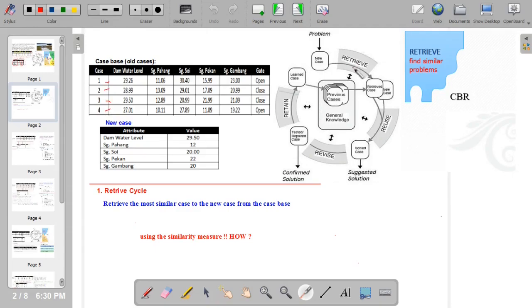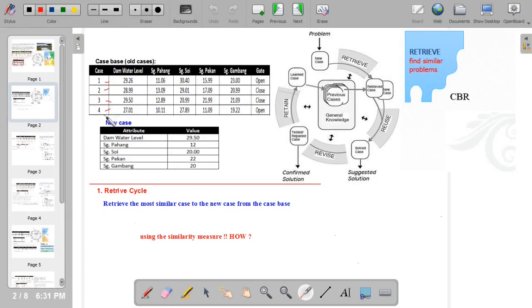In the retrieve cycle, we have to find the most similar case to the new case, meaning that which one from these four old cases is the most similar to the new case. What do you think? Do you think case 1 is the most similar to the new case, or case 2, or case 3, or case 4?